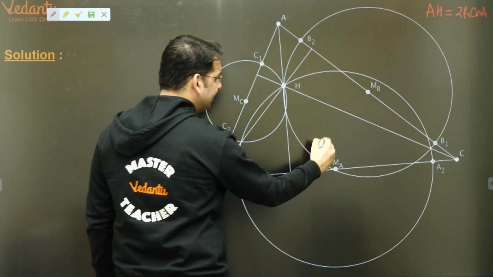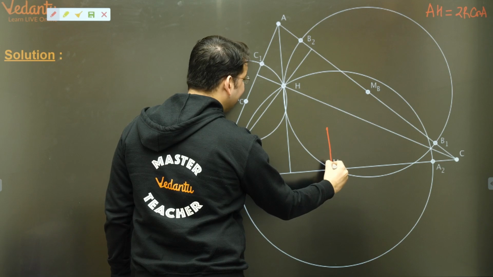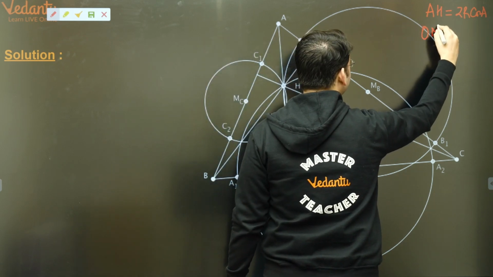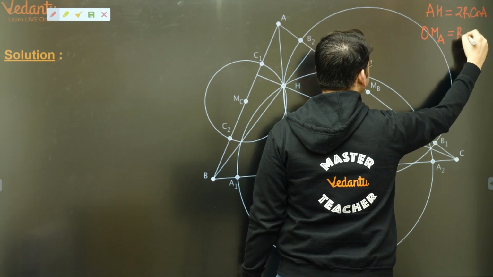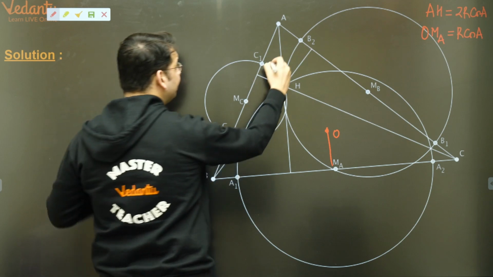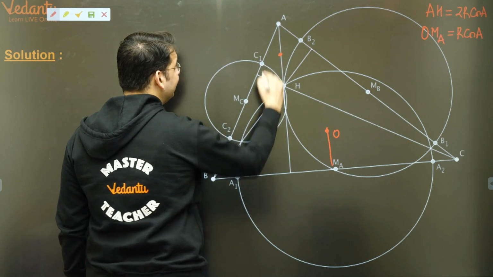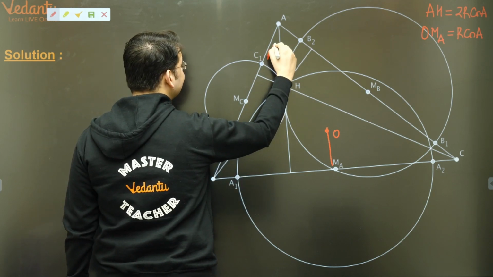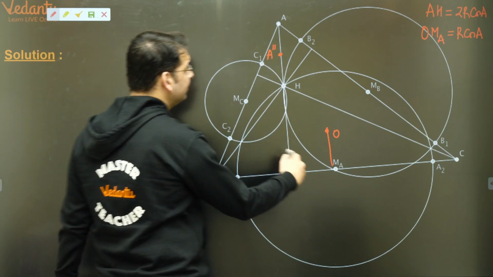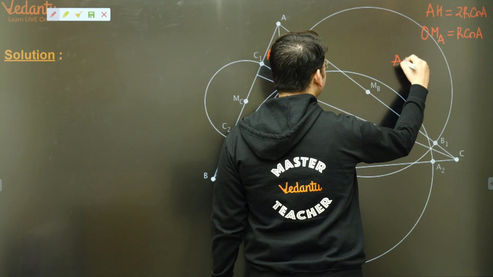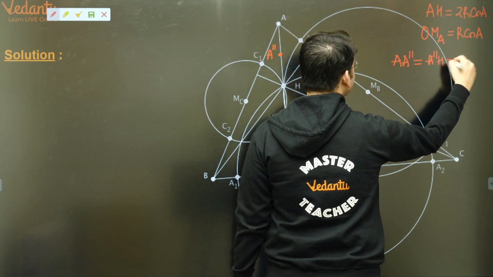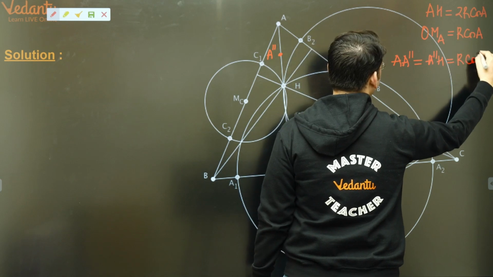And since this is the midpoint, here A, if this point is O, we know that OMA is R cos A. OMA is R cos A, and if I mark this point as A double dash, then we know that A double dash H is also R cos A.